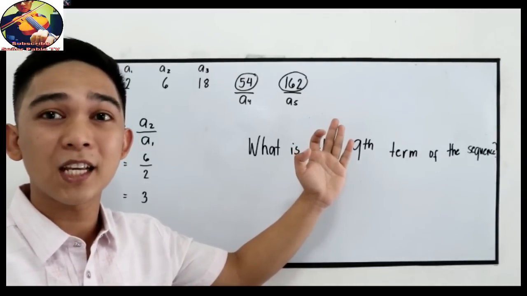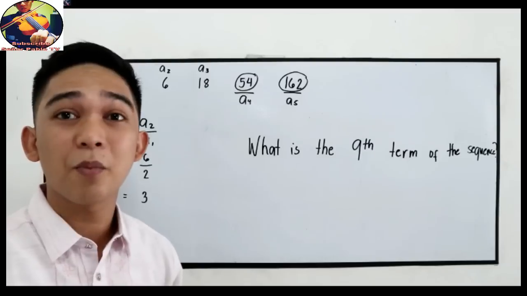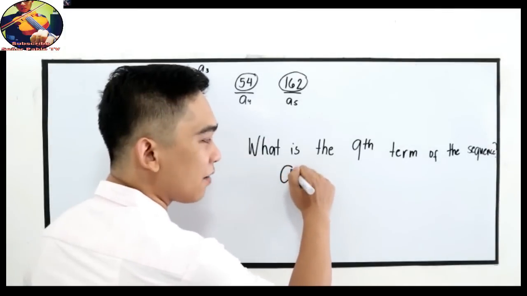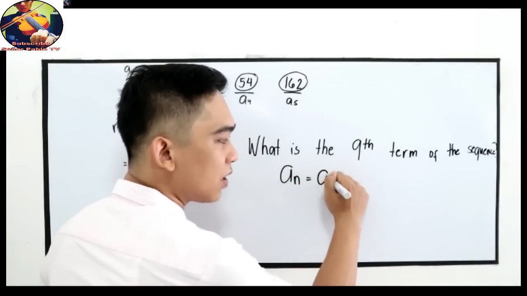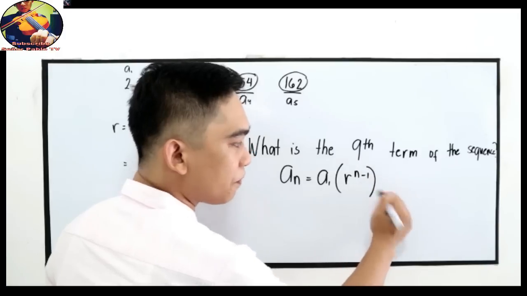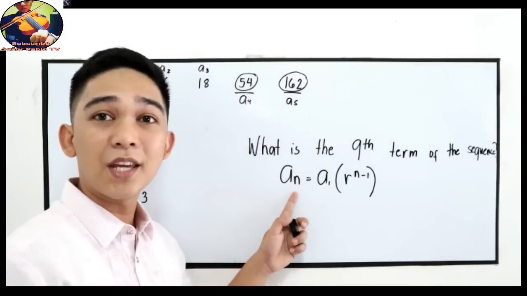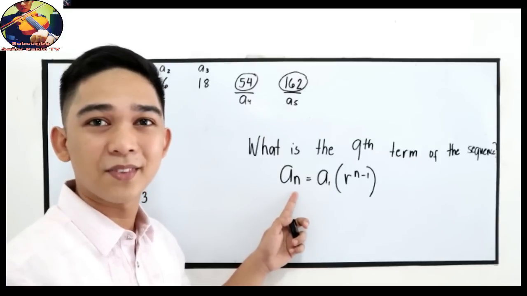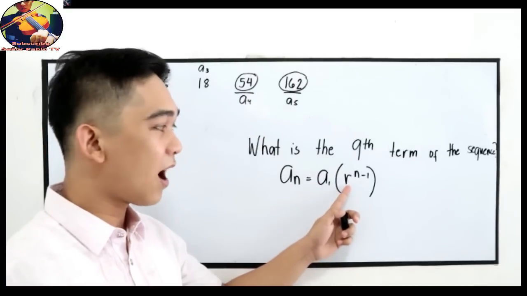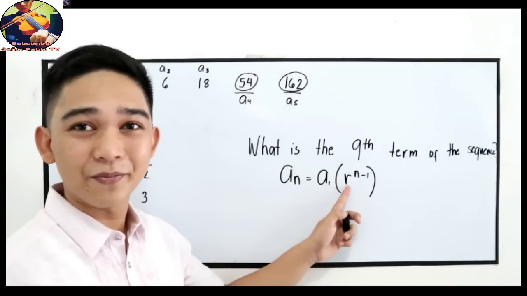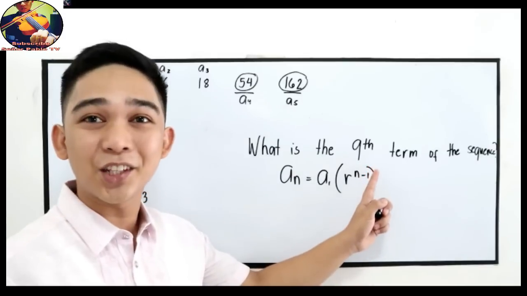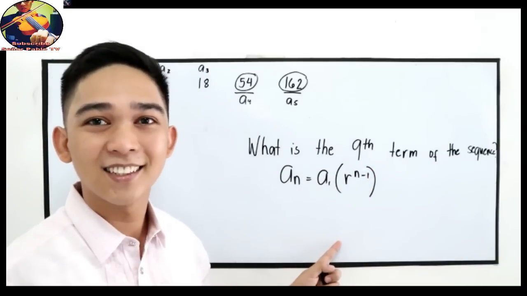So, kung sa arithmetic may formula tayo, syempre kay geometric, meron din tayong formula. To get the nth term, we have an is equal to a1 times r raised to n minus 1. An, ito yung hinahanap nating term, the nth term. A1, that means the first term. R is the common ratio. And n, yung hinahanap nating term. So, kunin natin si ninth term gamit yung formula.